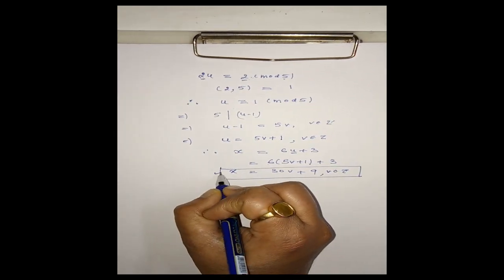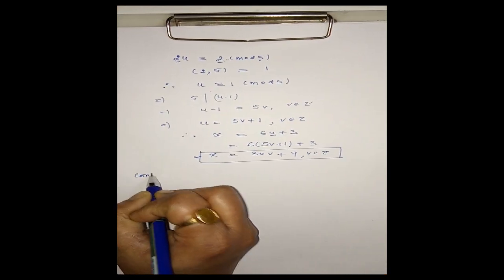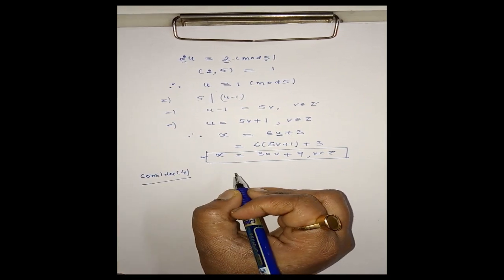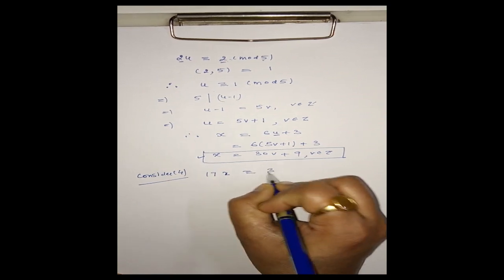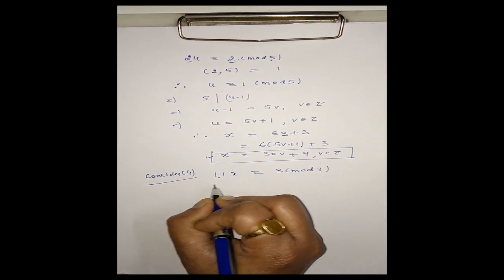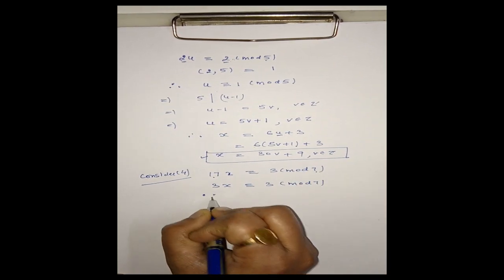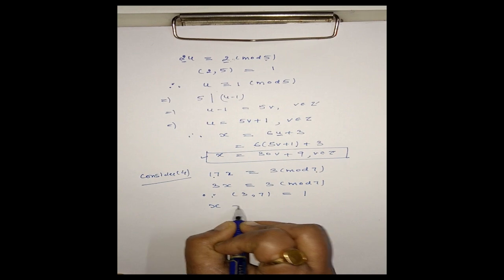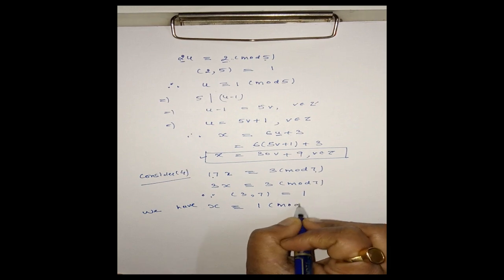Now we will substitute this value of x in our next and last congruence, 4. Now we consider the fourth congruence. We have 17x is congruent to 3 modulo 7. Now dividing this 17 by 7, 7 twos are 14, remainder will be 3. Since GCD of 3 and 7 is 1, we can cancel out 3 from both sides. We have x is congruent to 1 modulo 7.